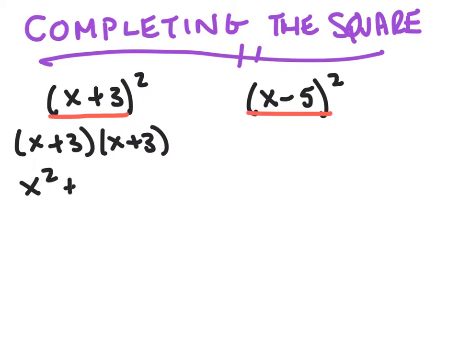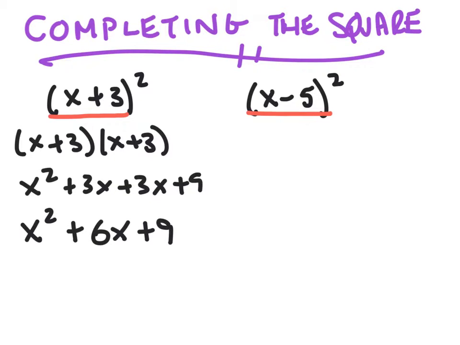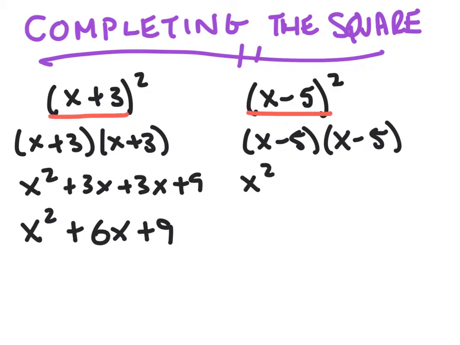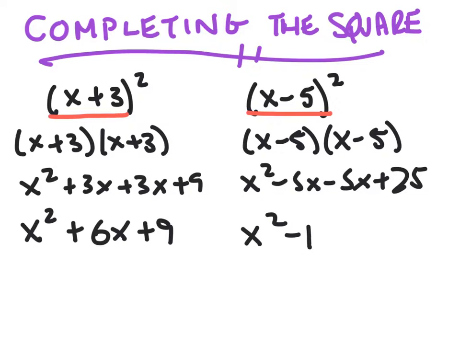We get x squared plus 3x plus 3x plus 9. And I get x squared plus 6x plus 9. Let's quickly do this one, and we'll see with these two if we can get a pattern. I get x squared minus 5x minus 5x plus 25, so x squared minus 10x plus 25.